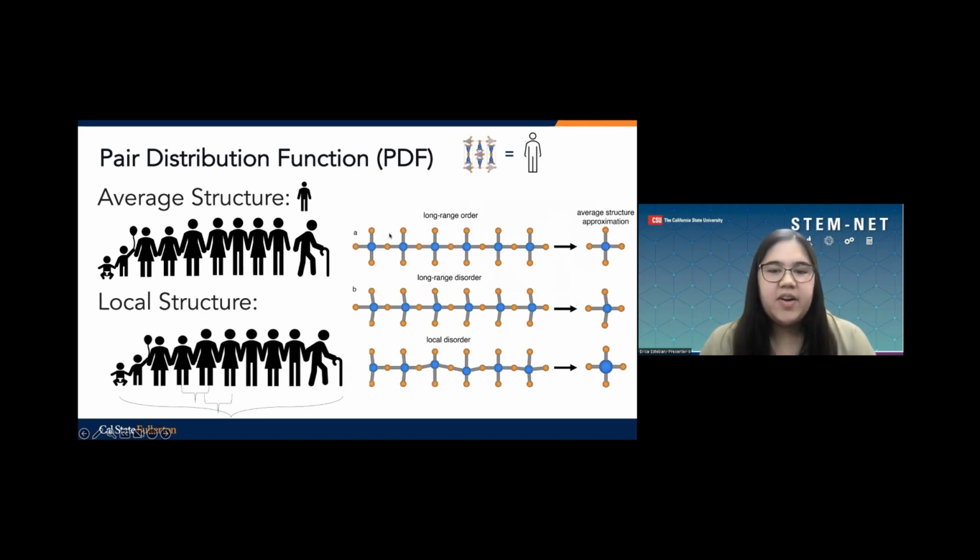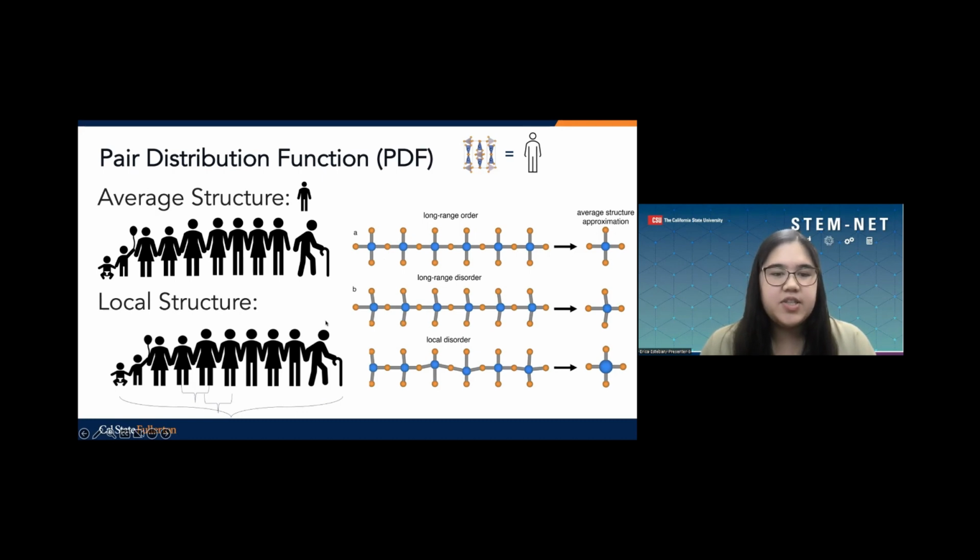If we compare the crystalline material, which is what I am working with, a repeating unit cell, to a person in a family, for average structure we would only be able to obtain the average age of the people in the family, and we won't be able to know the age of each family member, meaning for the overall crystalline material we will only be able to get the average structure.